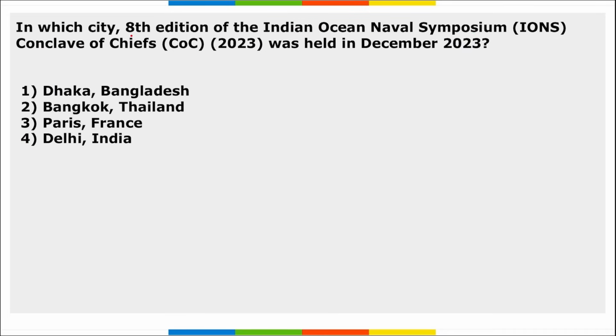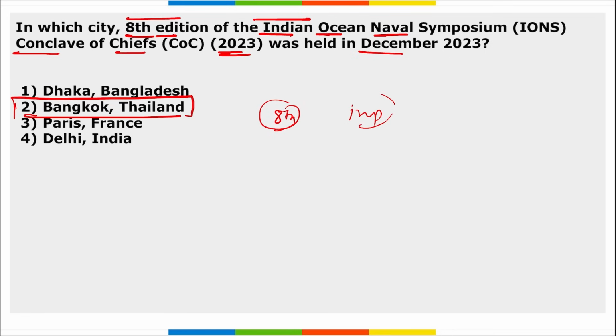Next, in which city was the 8th edition of the Indian Ocean Naval Symposium Conclave of Chiefs held in December 2023? So remember, this 8th edition of the Indian Ocean Naval Symposium Conclave of Chiefs 2023 was held in Bangkok, Thailand, right? And this is the 8th edition of it. This is important, so take a note of this.